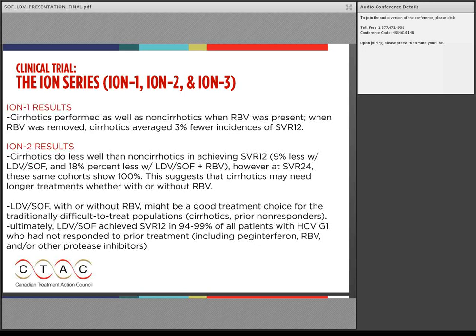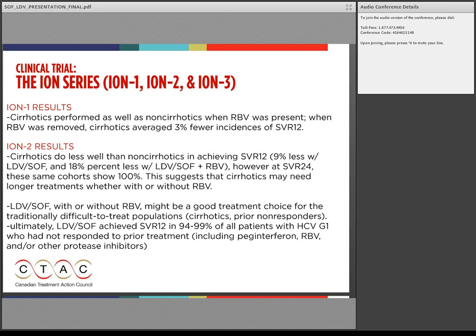So let's summarize what we're looking at here from the ION studies. There's still some that we need to re-examine: ribavirin. Some data suggest that people with cirrhosis perform better with ribavirin present. Further, ION 2 suggests that we cannot significantly shorten the treatment durations for cirrhotics or people who have not responded to treatment in the past. We're looking at slightly longer treatments for those with liver damage, which is an intuitive conclusion considering the other studies.